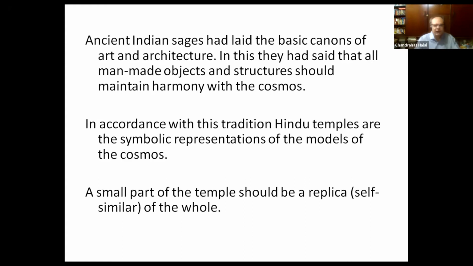Now our Rishi or the ancient sages laid down the rules or the basic canons for art and architecture. They said that all man-made objects and structures like Bhavan Nirman should maintain harmony with the Brahmand or the cosmos. In accordance with this tradition, even Hindu temples are designed to be symbolic representations of the models of the cosmos. Every small part of the temple should be a replica, self-similar of the whole.